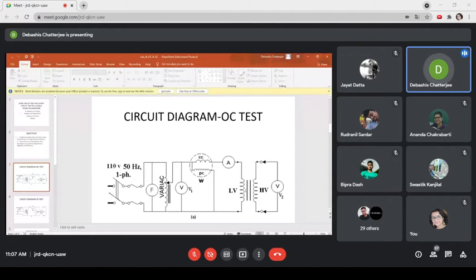What is the primary current? What is the secondary current under full load? Can you tell us? For a 100 volt to 500 volt, 1 kVA transformer, what is the primary current and what is the secondary current? Ampere primary current, 1 kVA, 100 volt.